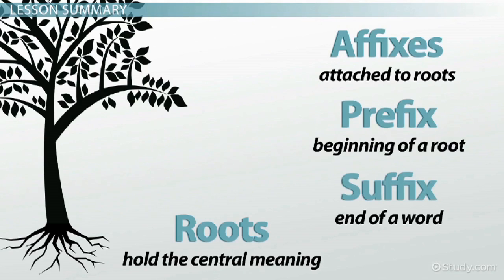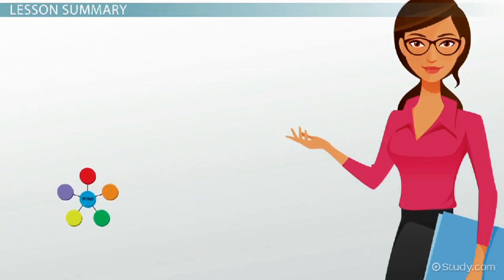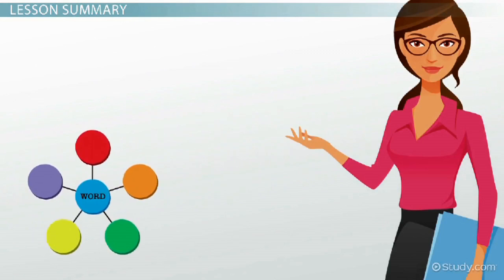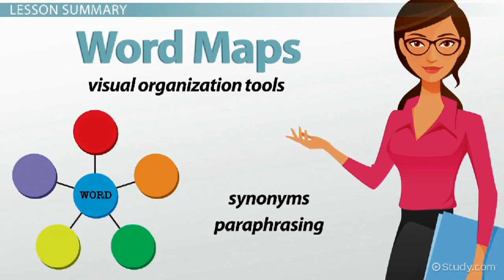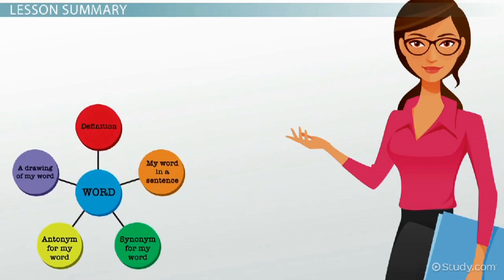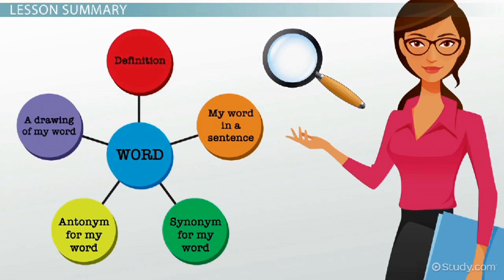Words can share roots, but the varying affixes can change the meaning of the whole word. Some teaching strategies for using context clues include creating word maps, which are visual organizational tools, using synonyms to replace words, and paraphrasing using the new vocabulary. All these strategies can help students practice using context clues to define unfamiliar words.